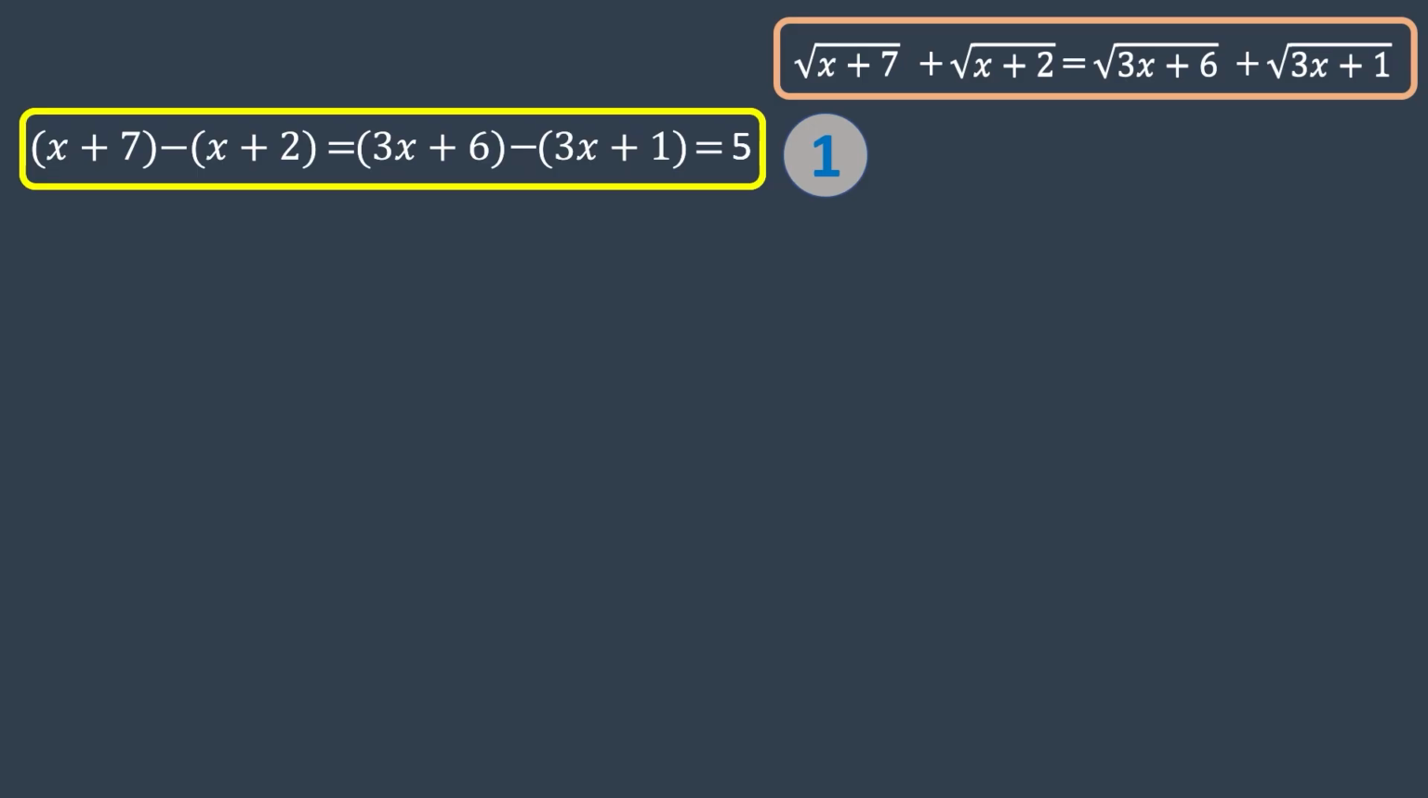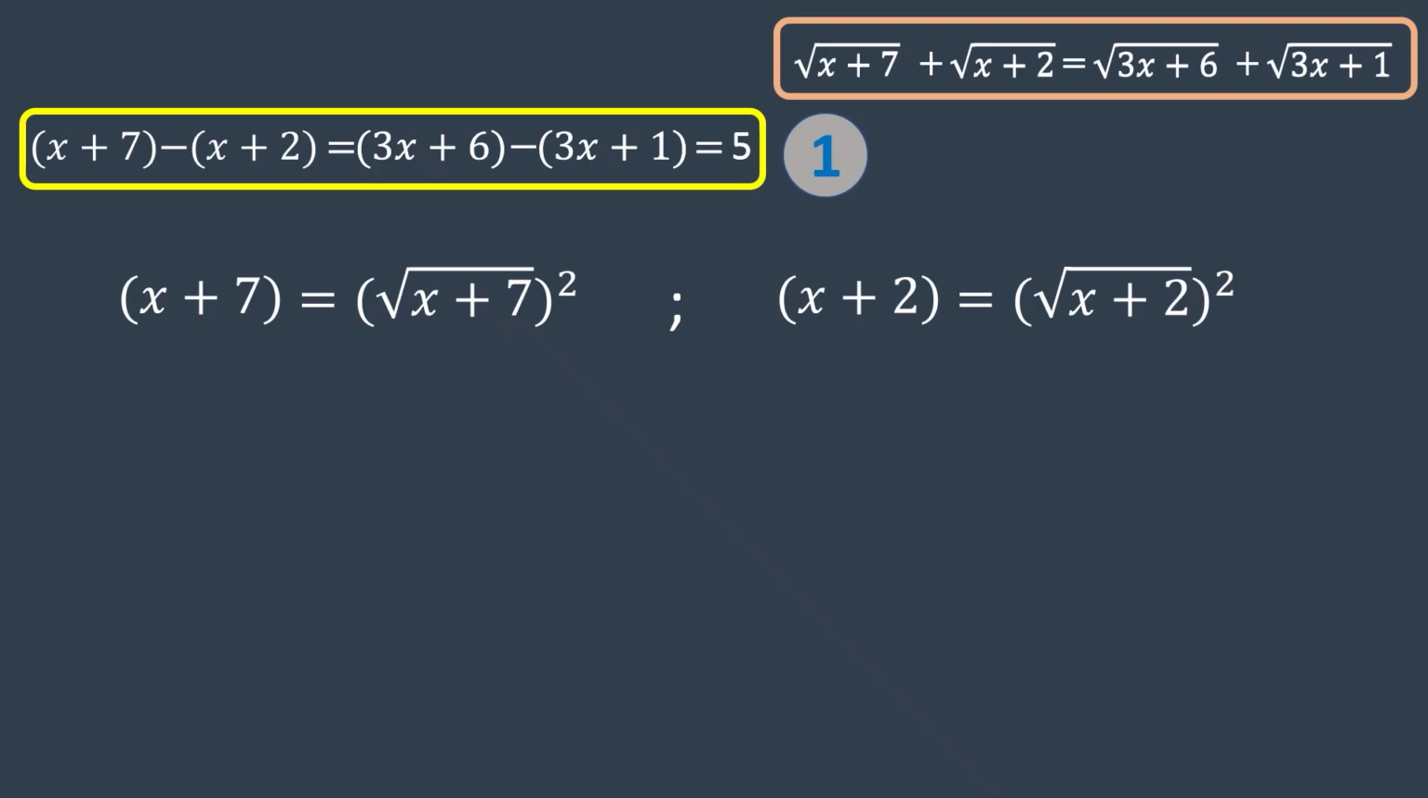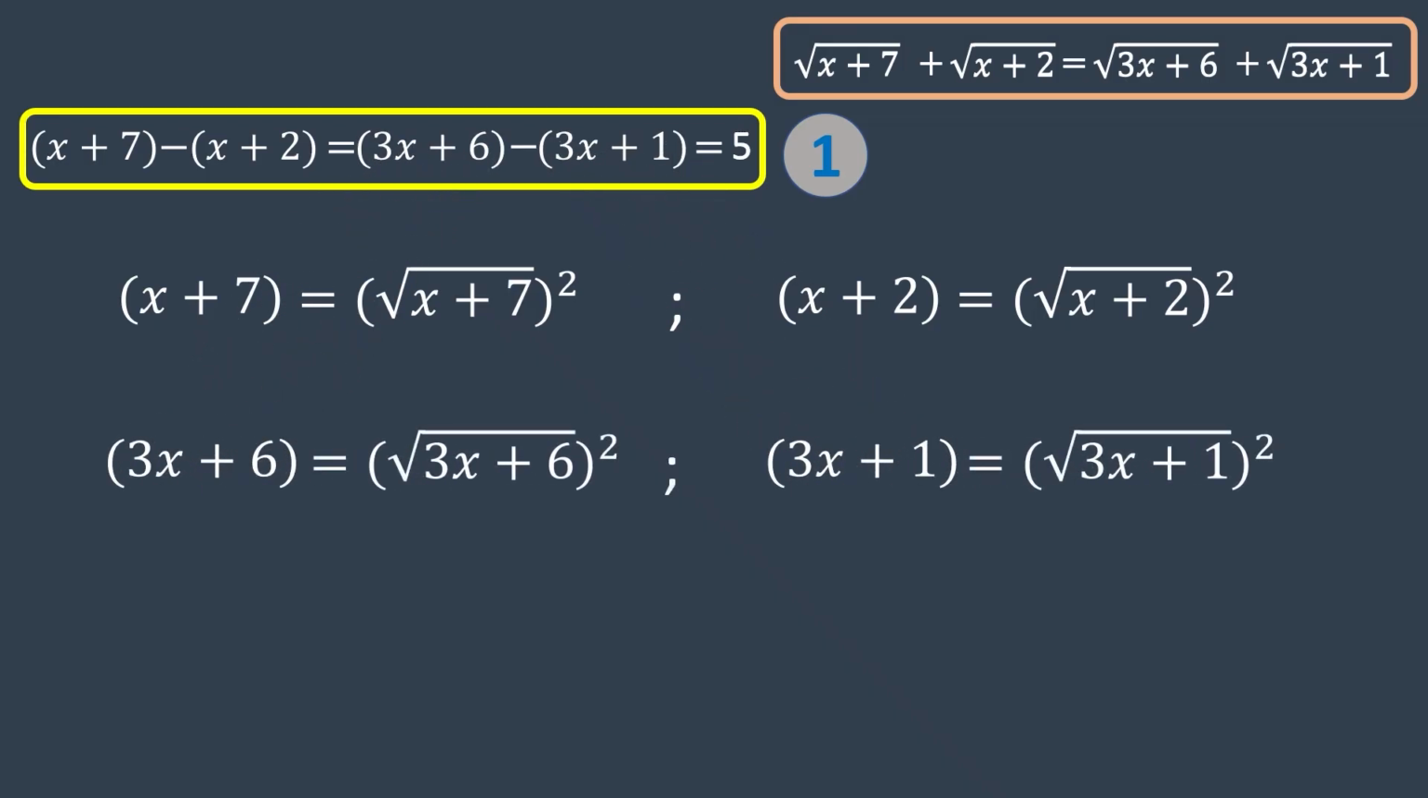Now, each linear term can be expressed as the square of its square root. x plus 7 equals square root of x plus 7, all squared. x plus 2 equals square root of x plus 2, all squared. 3x plus 6 equals square root of 3x plus 6, all squared. 3x plus 1 equals square root of 3x plus 1, all squared.